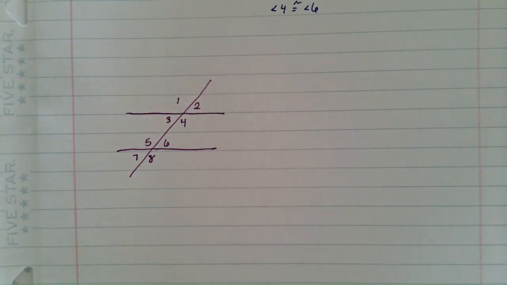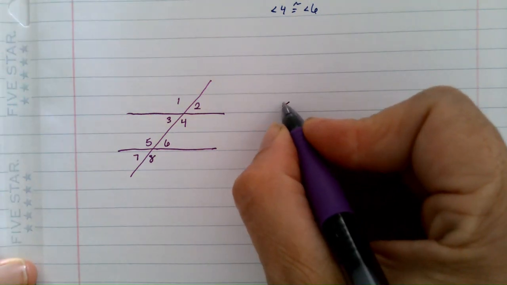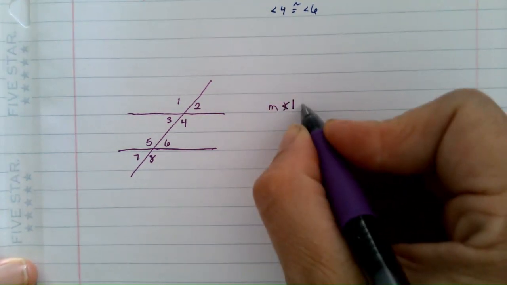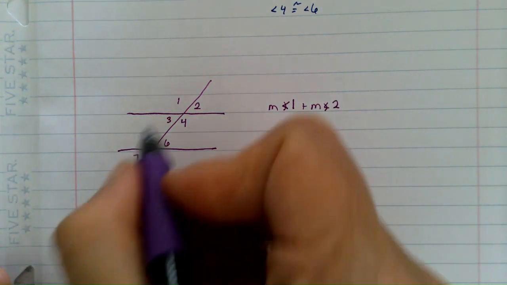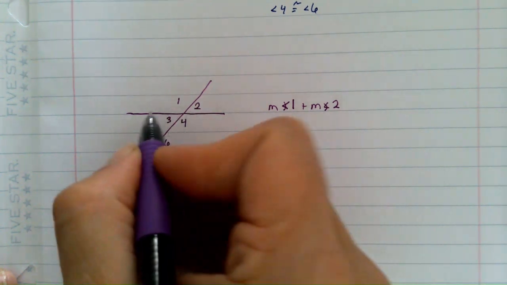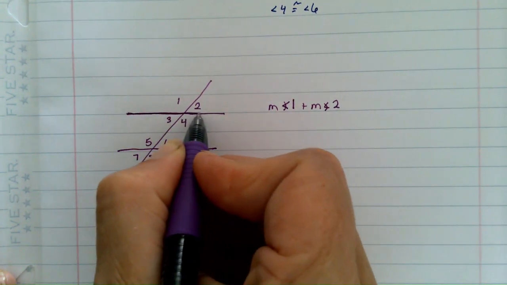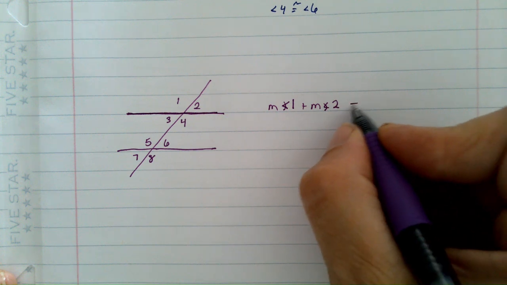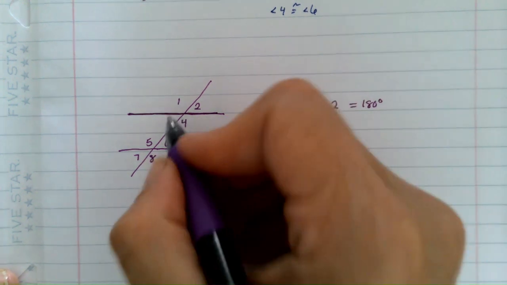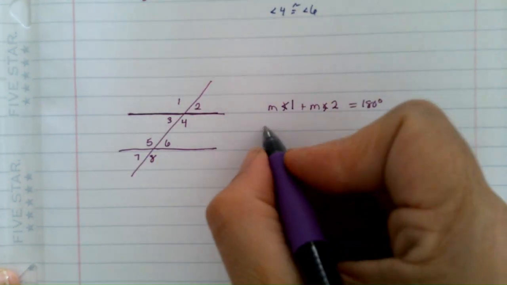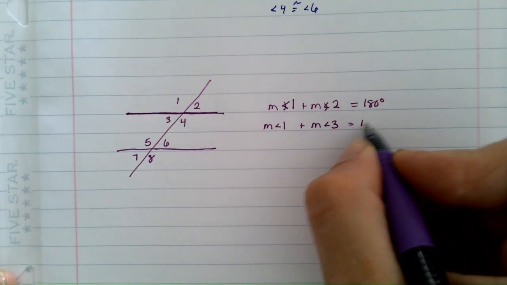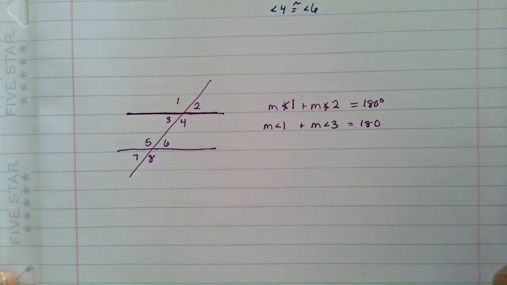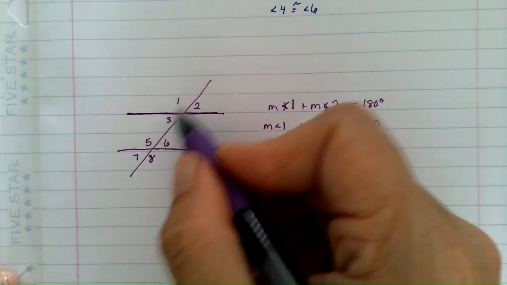And this time I want to go ahead and look at something a little different. What do we know about angle 1 plus angle 2? Well, if you notice, angle 1 and angle 2 are a linear pair. Together they make a line, right? So they add to 180. We also know that angle 1 and angle 3 add to 180. Okay, because they're also a linear pair.